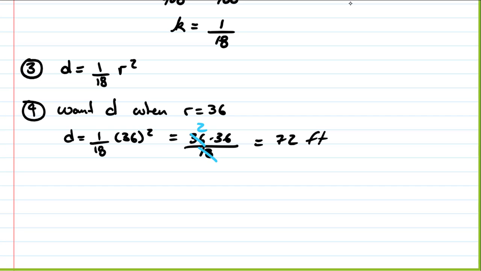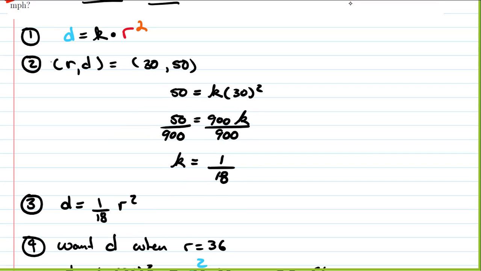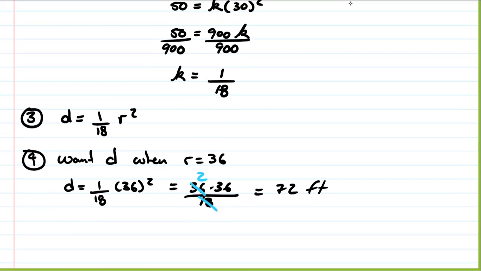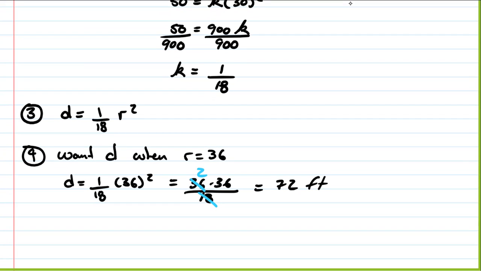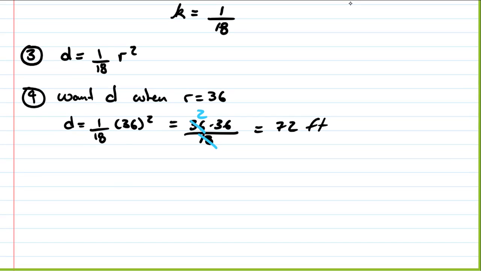So the stopping distance would be 72 feet, right? When it was going 30 miles an hour, it took 50 feet to stop. When it was going 36 miles an hour, it took 72 feet to stop. All right.